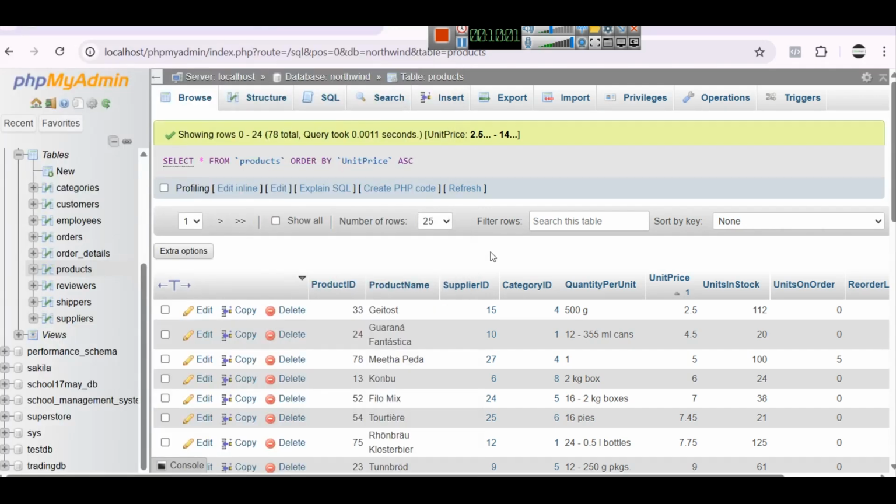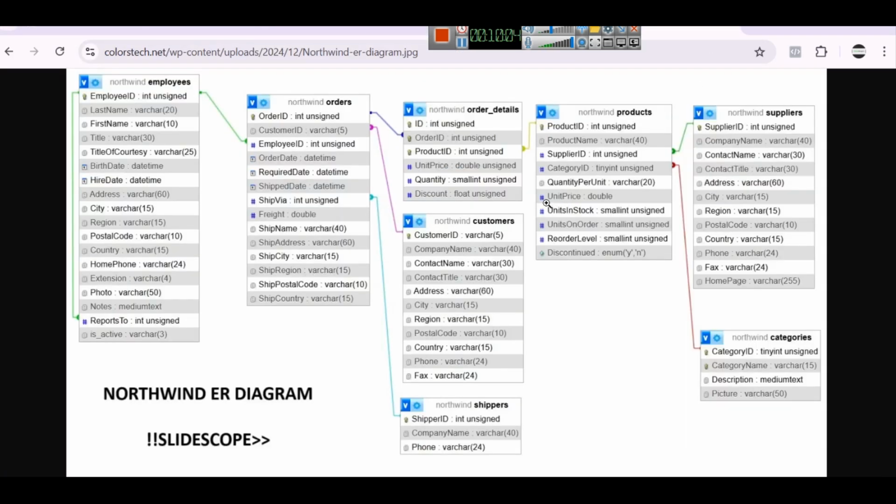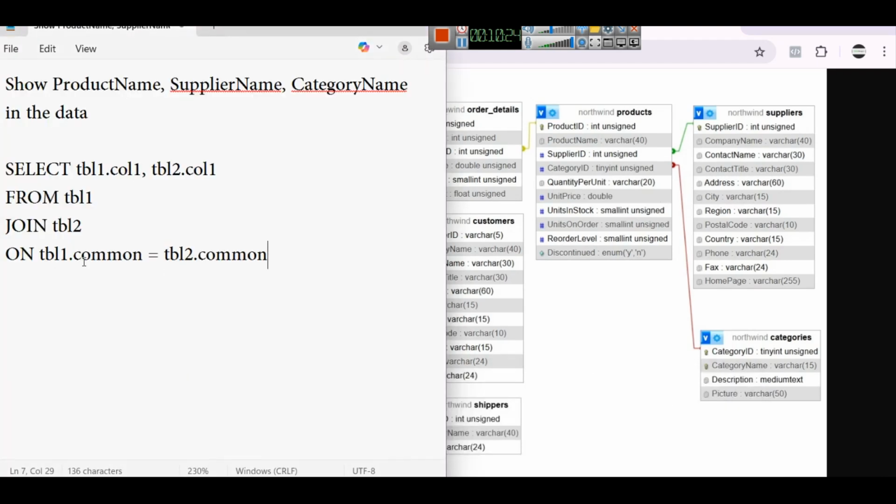For example, in products, category ID is there. In categories, category ID is there. So isn't the category ID column common between two tables? So this common means that TBL1, column is always coming under the square bracket.